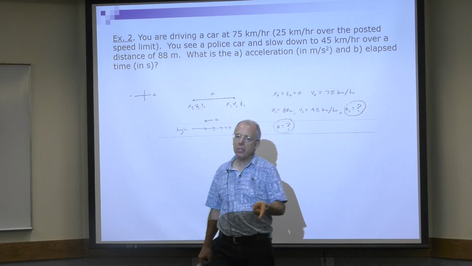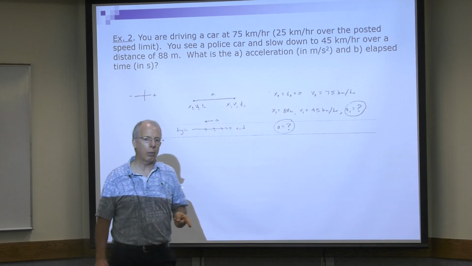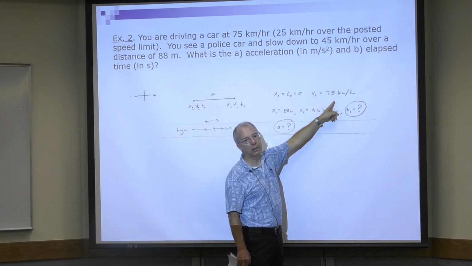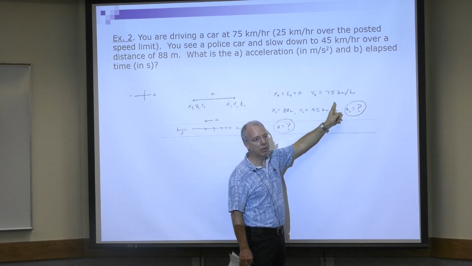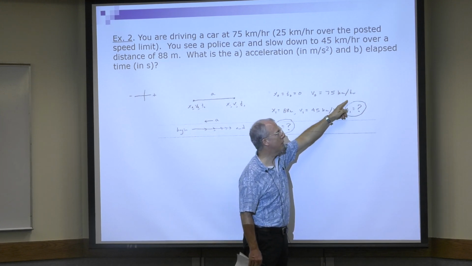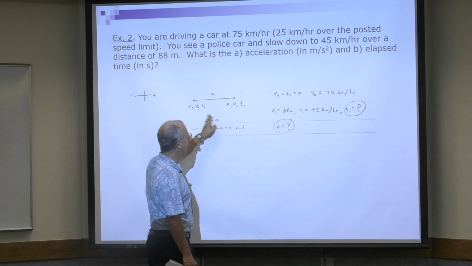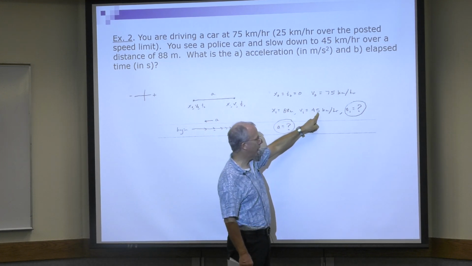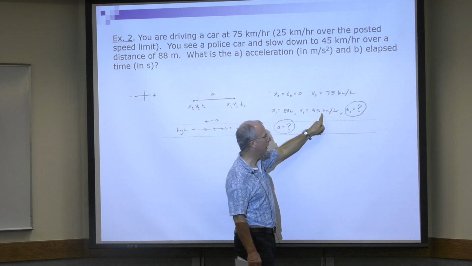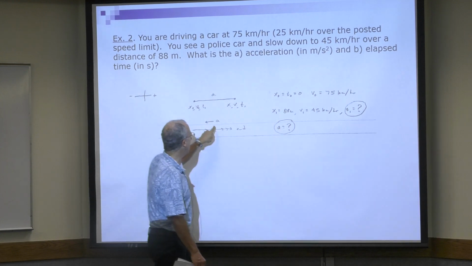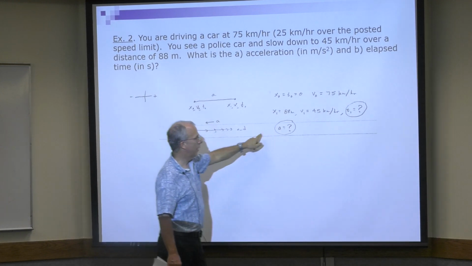As soon as you see 75 kilometers per hour, what do you realize? You're going to have to convert that to meters per second, because everything that we do is kilograms, meters per second. Okay, X1, it says it took 88 meters. V1, 45 kilometers per hour. We've got to convert that to meters per second. And what do we want? We want the acceleration, which is going to be negative. That's why this is nice. And we want to find the time.